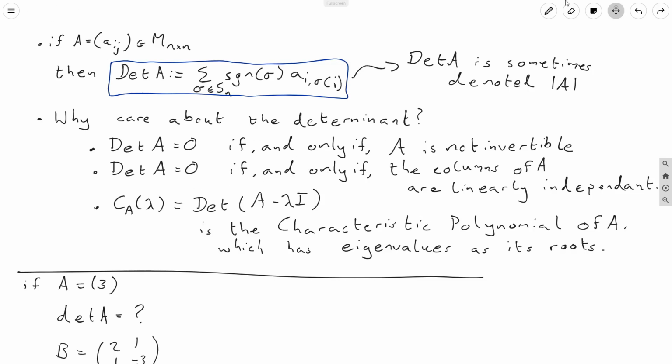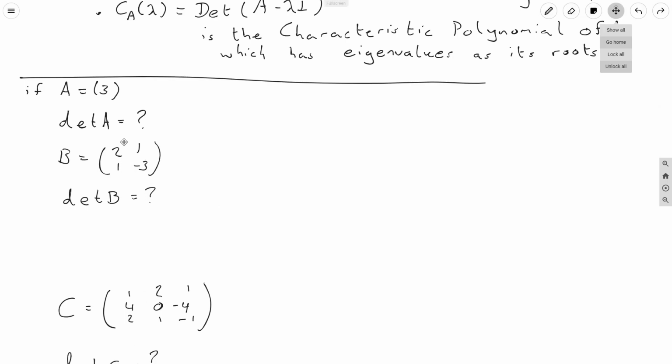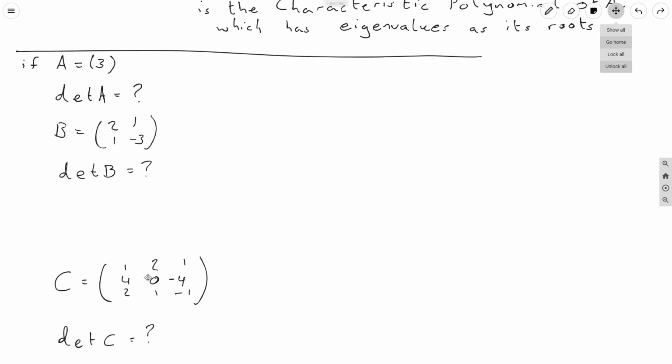Okay, so let's get on to the actual computation. I've got three matrices here, A, B, and C, each of different sizes. A is a 1 by 1 matrix, B is a 2 by 2, and C is a 3 by 3. Let's say we want to compute the determinants of each of these. I'm going to do this dogmatically in some way, since I'm just going to tell you how to compute these and not explain myself any further.